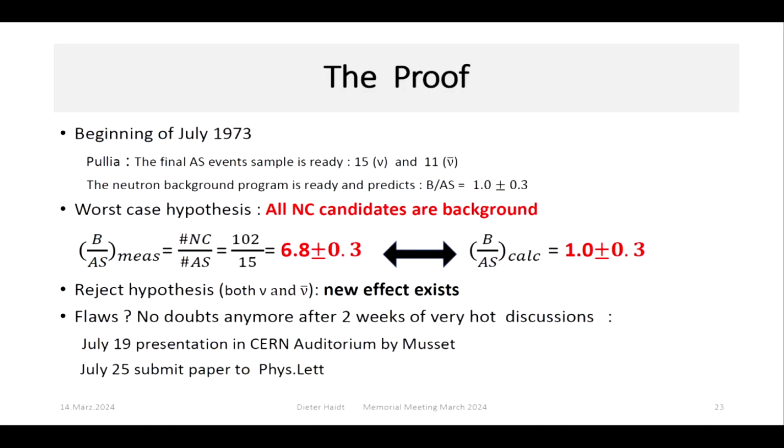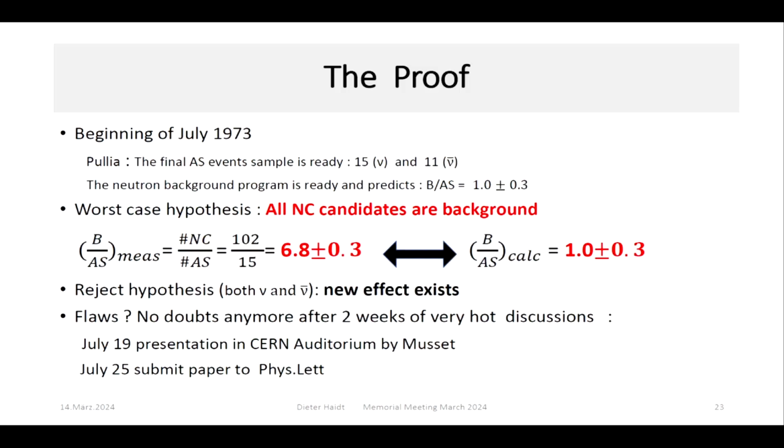Now, in July '73, so 4 months after the meeting at CERN, Pullia had finalized the number of associated events, and he came up with 15 neutrino and 11 antineutrino events. On the other hand, the neutron background program was also ready and predicted B over S equals 1 plus or minus 0.3. Now, we made the worst possible hypothesis, saying that all candidates we have observed are due to background. In that case, you can directly calculate what B over S is, namely 6.8 plus or minus 0.3, to be compared with the calculation, which is 1 plus or minus 0.3.